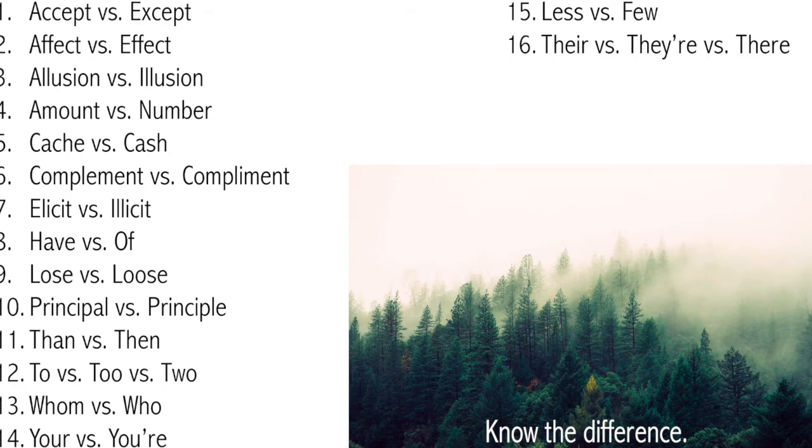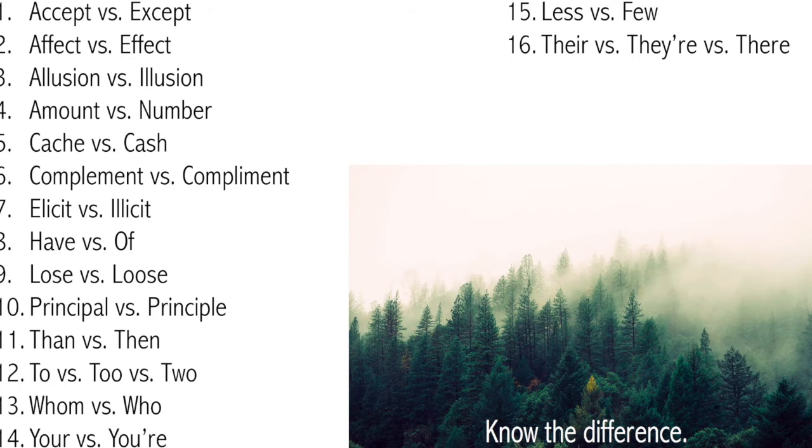Complement versus compliment. The one with an E, complement, means they perfectly go together, right? So if something complements something, that means both of them are perfect together, right? And compliment is praising someone. COMPLIMENT is praising someone. Elicit versus illicit. Now, elicit is to evoke something, right? So you could say, I tried to elicit information out of the firm. And illicit, the one with an I, means something that is illegal.